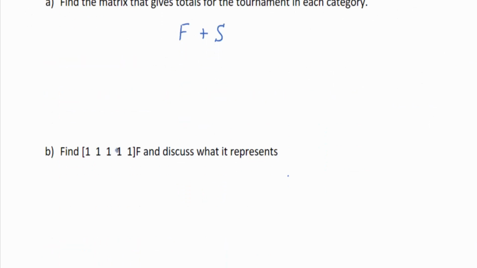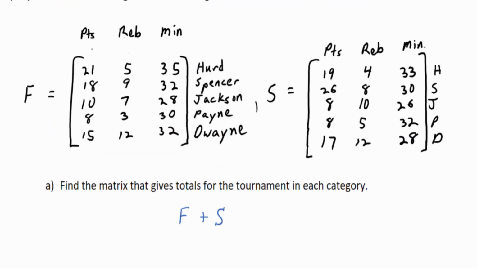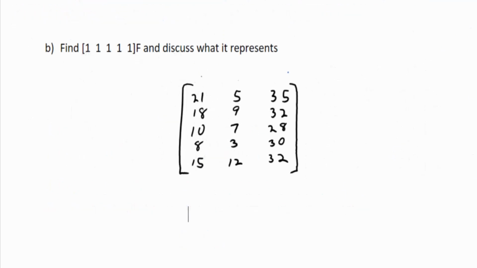So this is a matrix multiplication. I'm saying take the row matrix, 5 ones, times F. Now, before we talk about it, let's write that down. If I write down the 5 ones, 1, 2, 3, 4, 5, we're taking this matrix of ones times F, essentially.